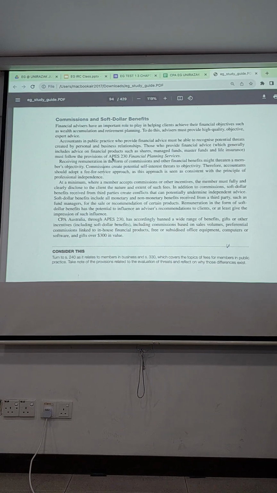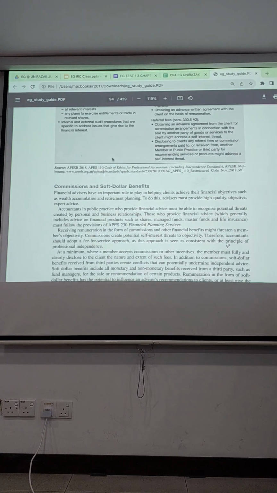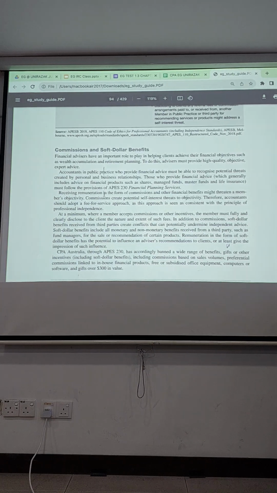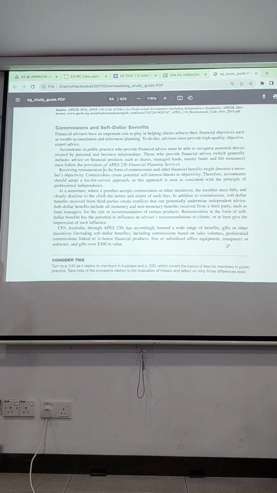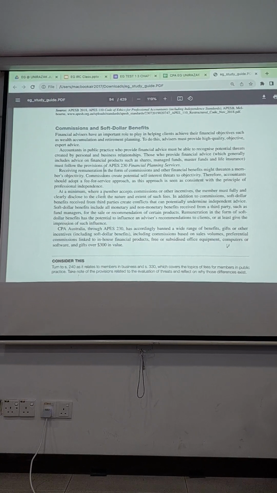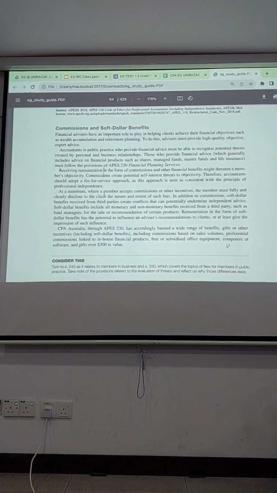Soft dollar benefit. Okay, soft dollar benefits is besides commission. Let's say you are an agent of, say, Public Mutual, any financial service. When you sell a product or, say, a unit trust, you will get a commission. So on top of getting that commission, you are also getting other benefits, soft dollar benefits.